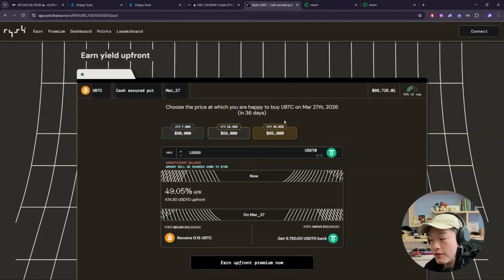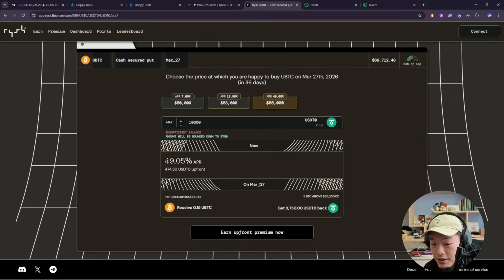And you can see if you set a strike price that is really close to the current price, you are actually earning more yield, but at the same time, you are much more likely to get your order filled, right? If your goal is to get an order around this current price, then you definitely want to stick with the option that is closer to the current price. And then you can see on March 27th, if Bitcoin is below 65K, I would receive 0.15 BTC, right? I would basically take this 10,000 USDT to buy 0.15 BTC.